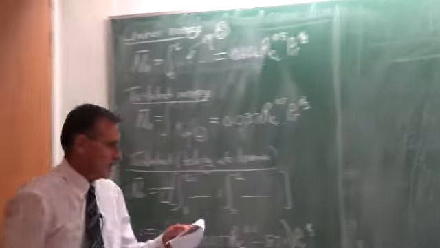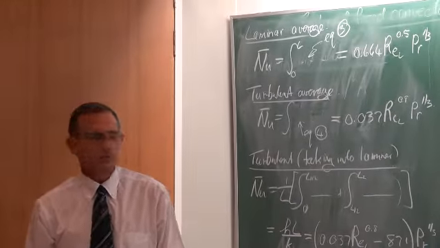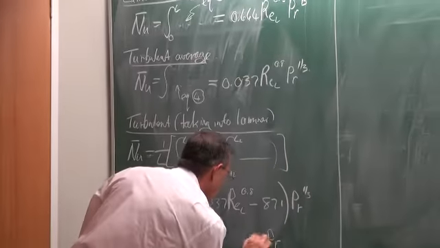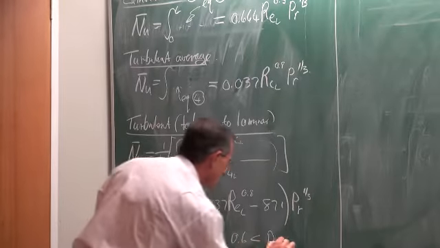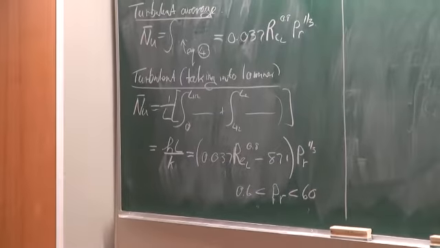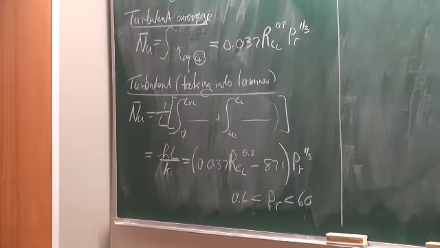Then there's also an equation. Okay, take note, I've said that this equation is valid for Prandtl numbers larger than 0.6 and smaller than 60.